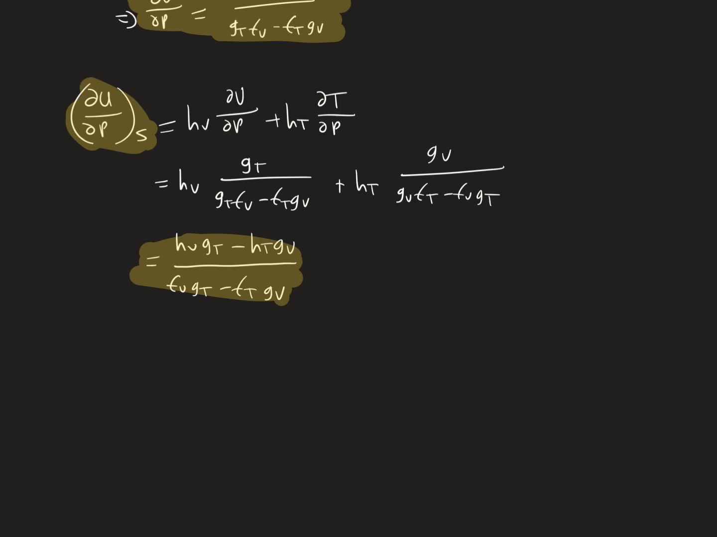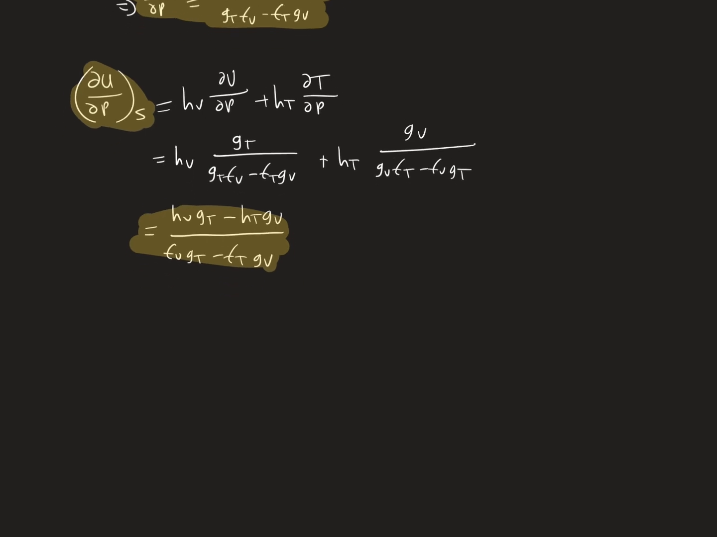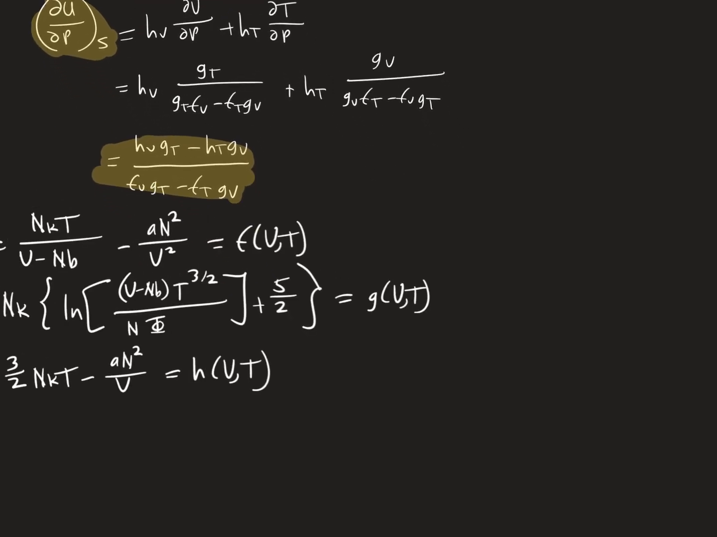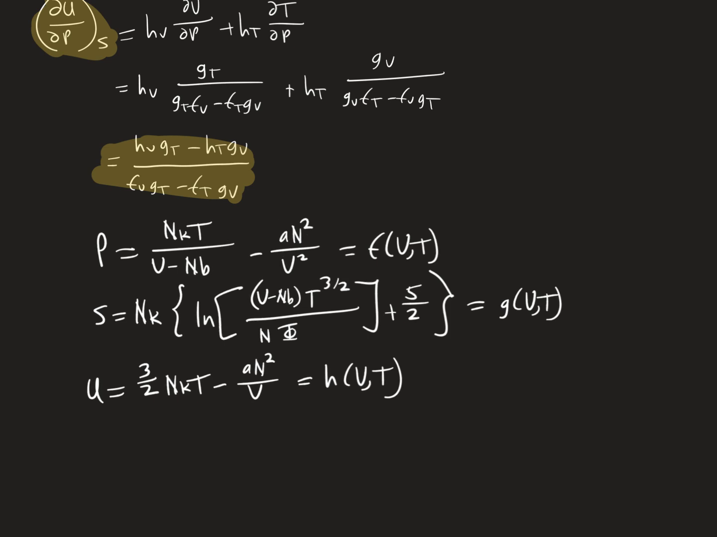And finally, we notice that in the numerator we get the Jacobian of our functions h and g with respect to the variables v and t, and in the denominator we get the Jacobian of f and g with respect to the variables v and t. Now, if we look back at the expressions that we had in the beginning of our functions f, g, and h, then we can get a more clear expression for this ∂u/∂p over here.